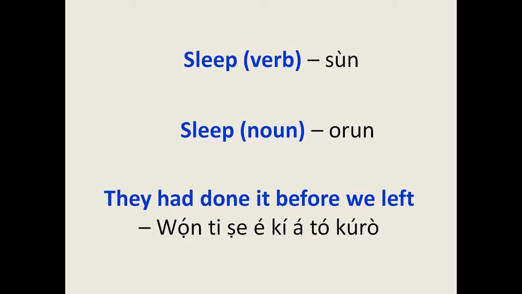So they is wọ́n, right? So wọ́n ti ṣe, they had done it. Wọ́n ti ṣe before we left. Now, before we left will be kí á tó kúrò. Leave is kúrò. Sometimes they can say lọ, which is like go as well, but in this case let's use kúrò. So we'll say that wọ́n ti ṣe kí a tó lọ, before we left. Kí a tó lọ. If it's before I left, kí n tó lọ.